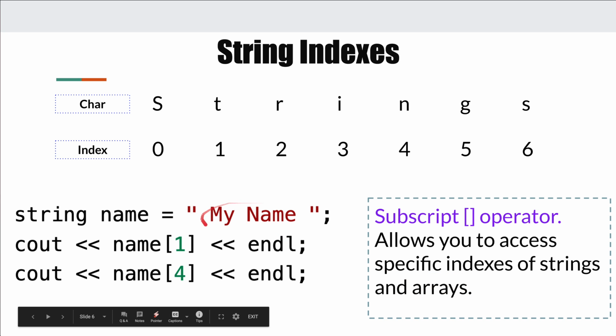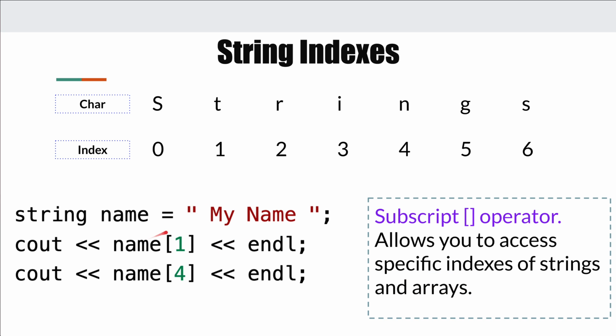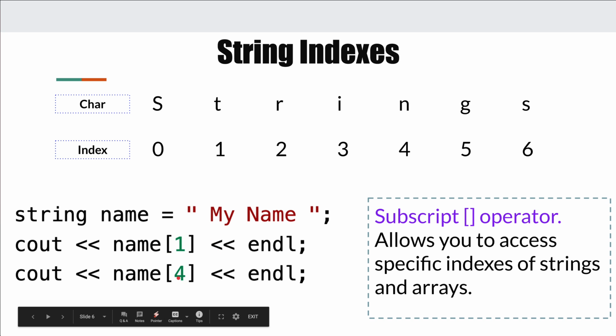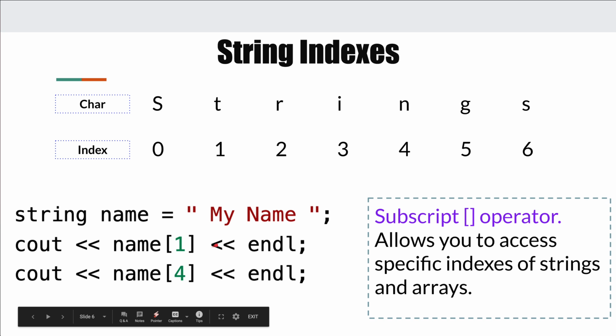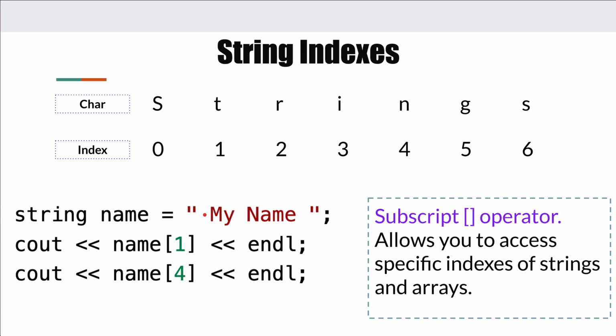So if you need to access a specific character, you can just put these brackets at the end of the string, put the appropriate index value, and it's going to print out just that character. Now, one thing I always see people forget is that as human beings, we start counting from 1, but computers start counting from 0. So this space right here would be index 0. Then M would be 1, then 2, space would be 3, and so forth.